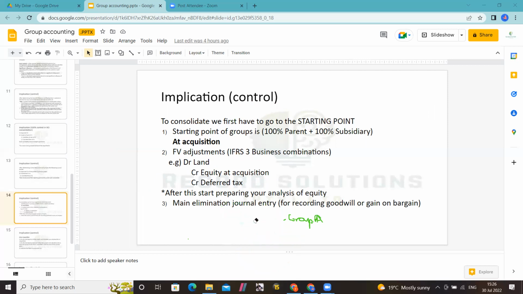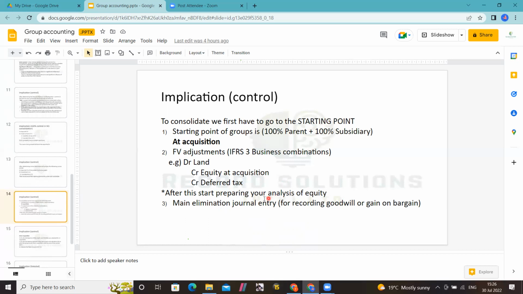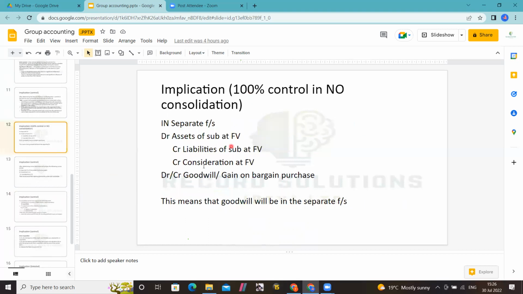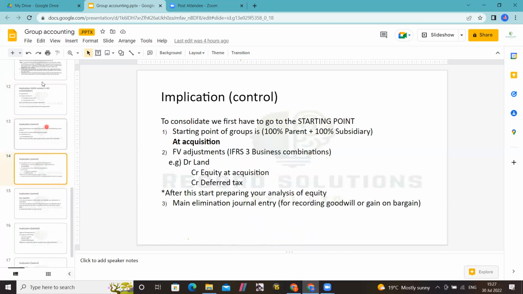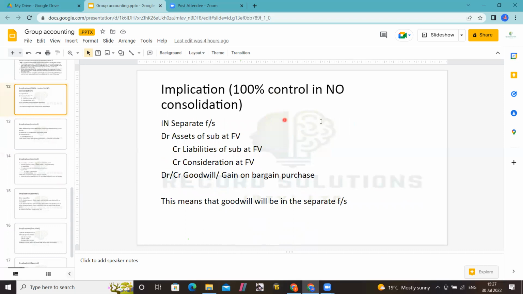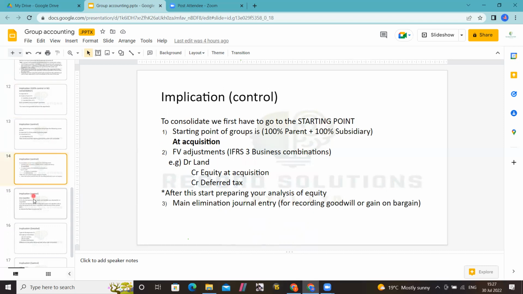With this main elimination journal entry, this is the journal entry you're gonna use. It's similar to this one, because you're gonna use it to recognize the goodwill. Here, for 100% acquisition with no consolidation, the goodwill is in the separate financial books. But here, in the separate financial books, there is no goodwill. However, you're gonna do the main elimination journal entry, which has the goodwill.